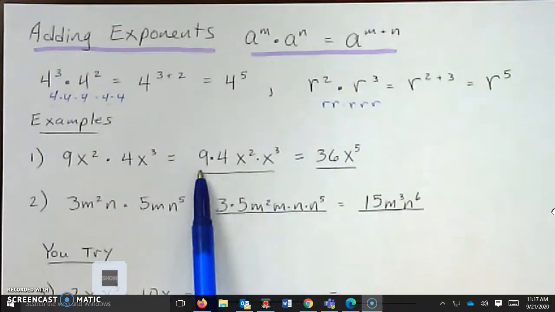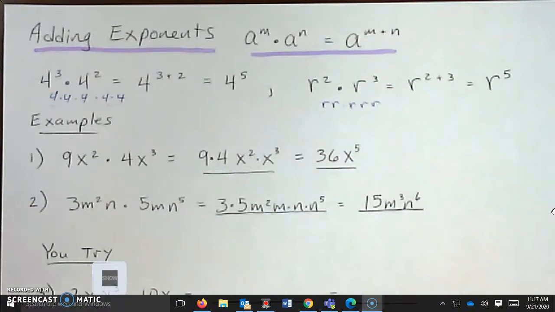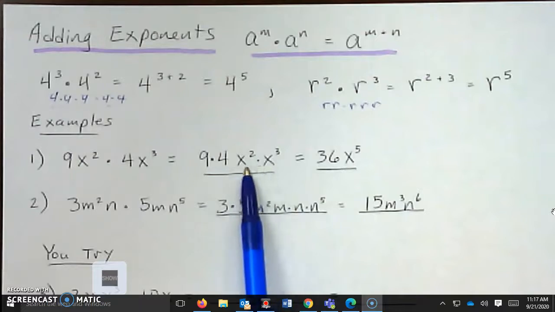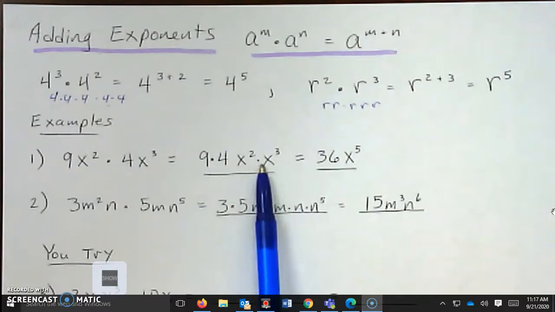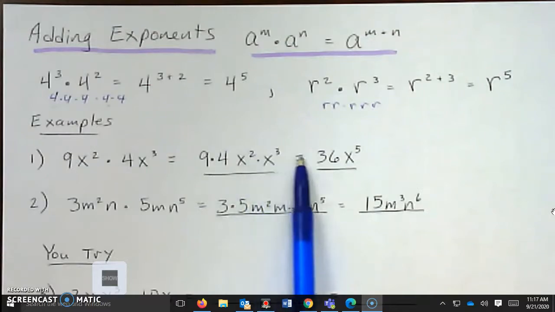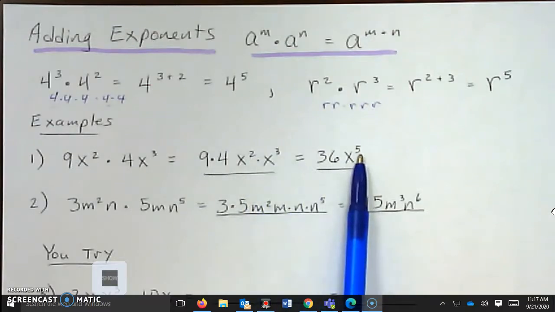So here, 9 times 4 is 36, like you've always done since you learned multiplication. Now if you look at the second half of the problem, x squared times x to the third is what we were practicing last time. So there you can just add those exponents and get x to the fifth.